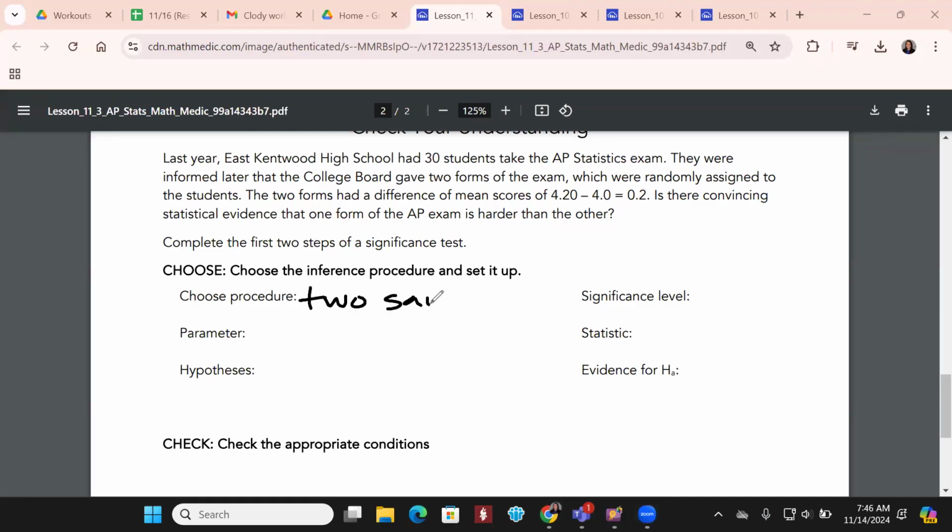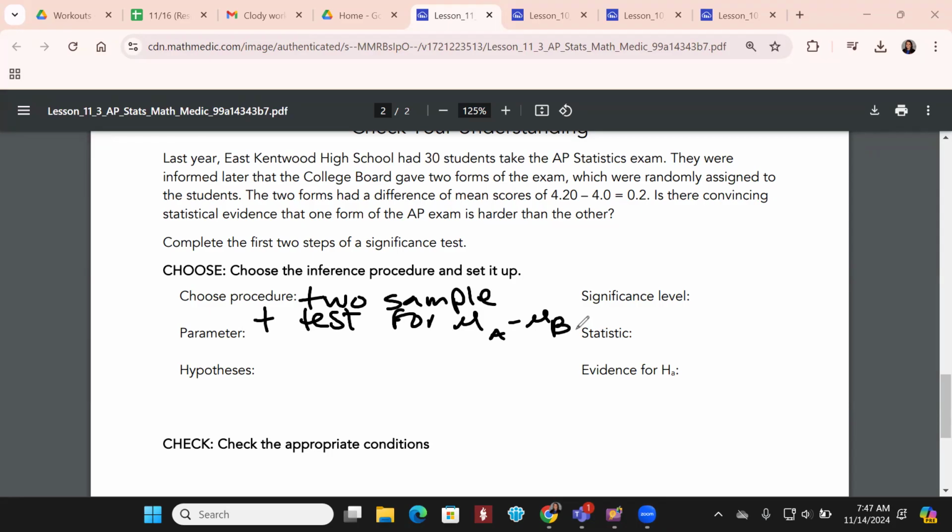2 sample t-test for difference of means, or you could say mu A minus mu B. When you write it, you can put the notation or you can put it in words. You could say difference of means, that's okay.